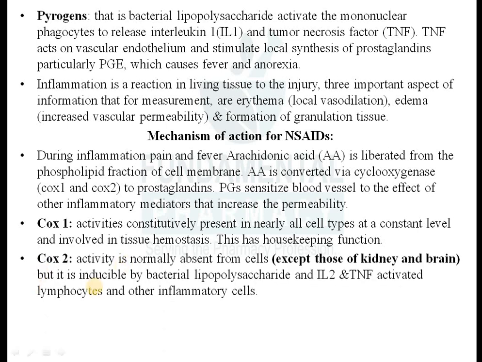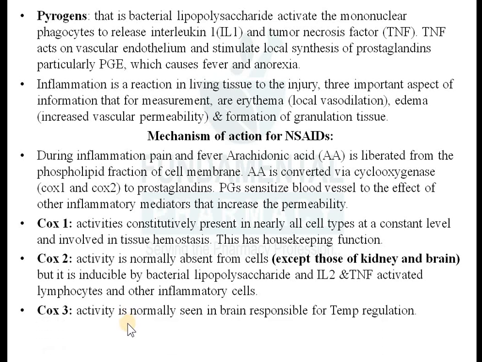Now what is COX2? COX2 is normally absent from the cell. Normally it is not present in all cells, but it is present in the kidney and brain. This COX2 is inducible. It can be induced by bacterial lipopolysaccharide, interleukin-2 and tumor necrosis factor, activated lymphocytes and other inflammatory cells. It is not a normal constituent of your cell, but it can be induced by bacterial lipopolysaccharides, meaning pyrogens, and these two endogenous chemicals, interleukin 2 and tumor necrosis factor, which are generated above. जैसे वहाँ पे पहले generate होगा तो उससे COX2 induce होगा.